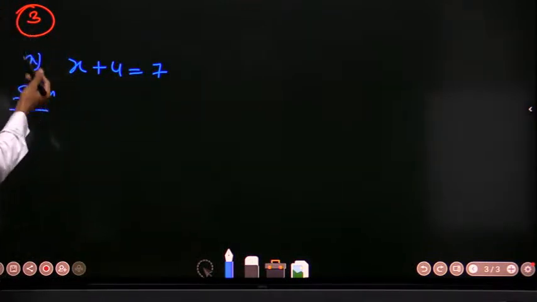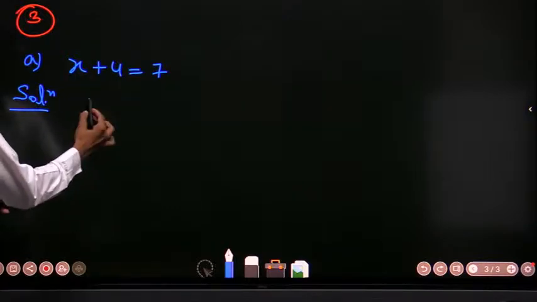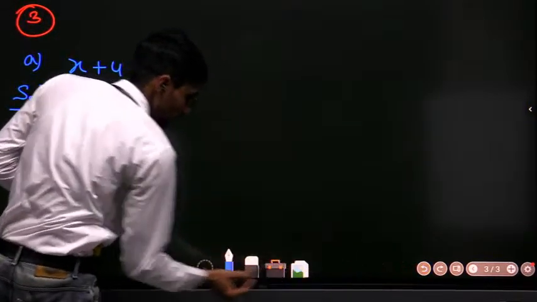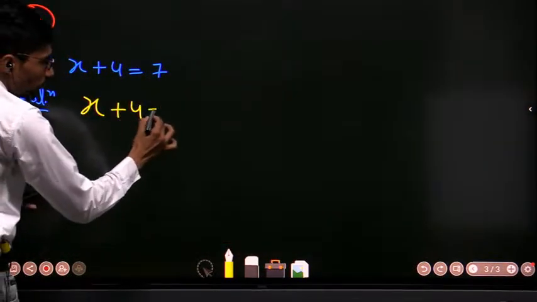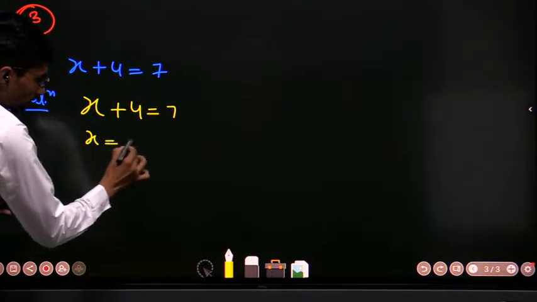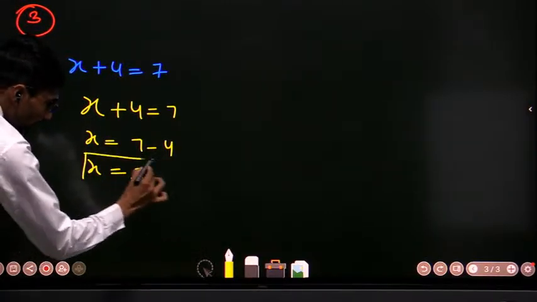Now the question is asking to solve this equation. Solve this equation means find the value of x. So what do we have to do? First we write this one. Now we have to interchange the side. 7 minus 4. So x value is equal to 3. So this one is the final answer.